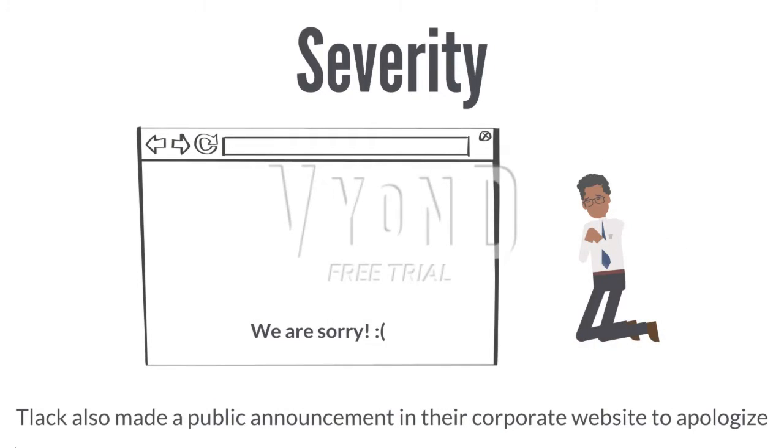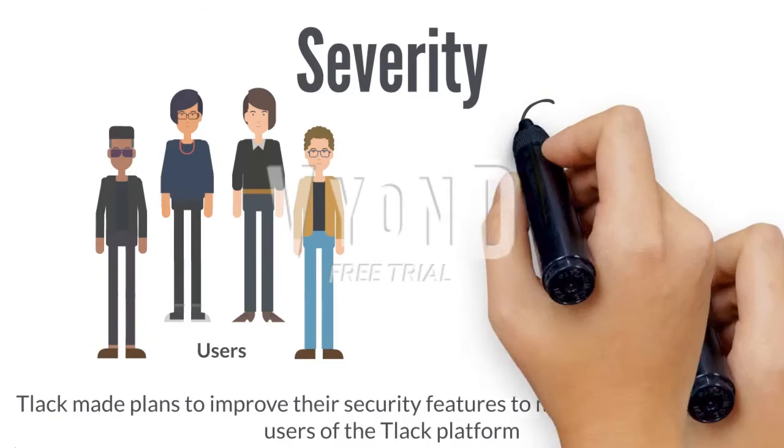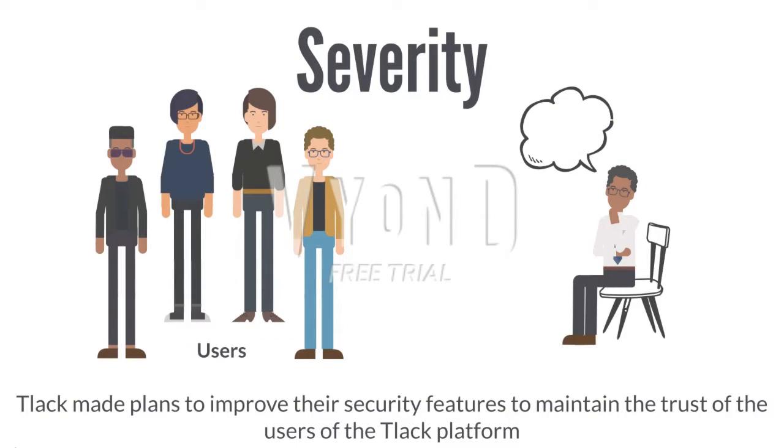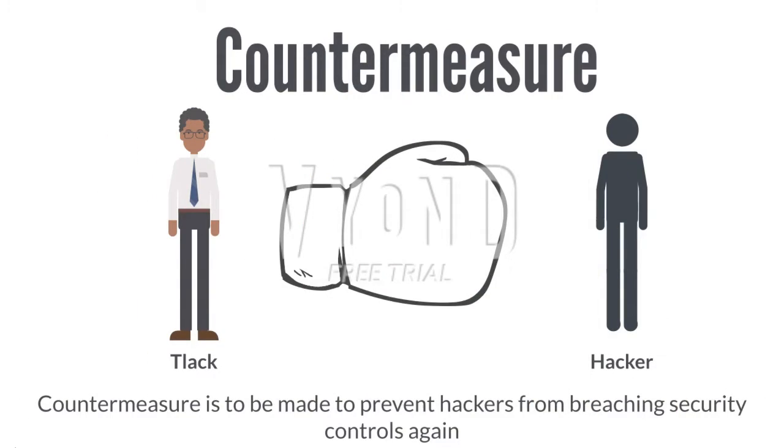Slack also made a public announcement on their corporate website to apologize. Slack made plans to improve their security features to maintain the trust of the users of the Slack platform. Countermeasures are to be made to prevent hackers from breaching security controls again.